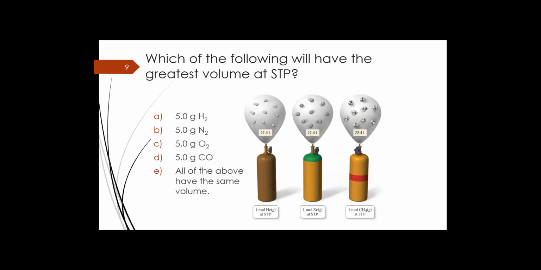So let's look at another one. Which of the following will have the greatest volume at STP? 5 grams of H2, 5 grams of N2, 5 grams of O2, or 5 grams of carbon monoxide? All of the above have the same volume. So what do you think? How does that work?